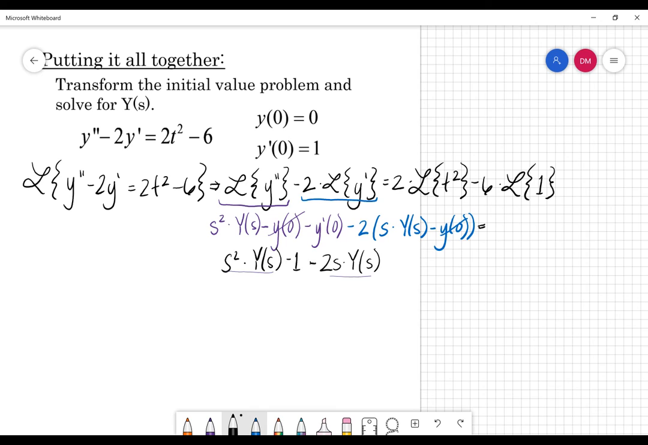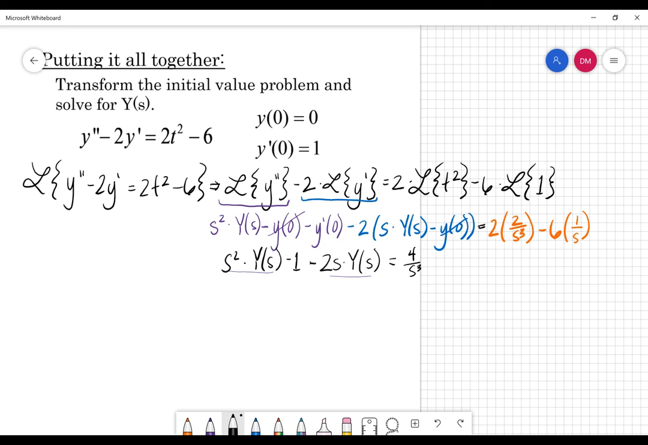These are the ones, typically they're always going to be a little bit easier. So we're going to have 2 times the Laplace of t squared, which is going to be from the table 2 over s cubed, minus 6 times the Laplace of 1, which is 1 over s. And so over here, we are going to concern ourselves with getting a common denominator so we can simplify and do all that good stuff. So first, let me go ahead and just bring it down as 4 over s cubed.